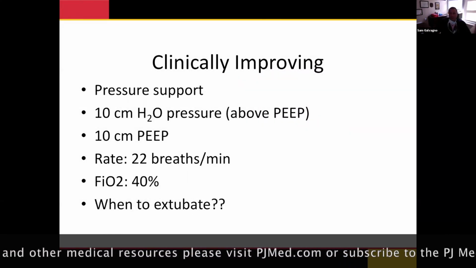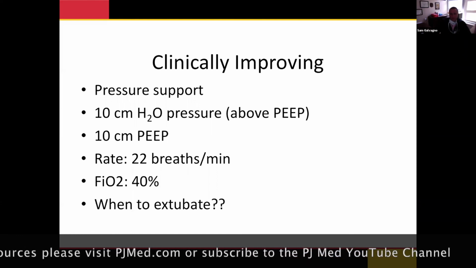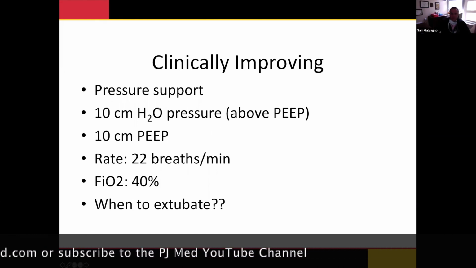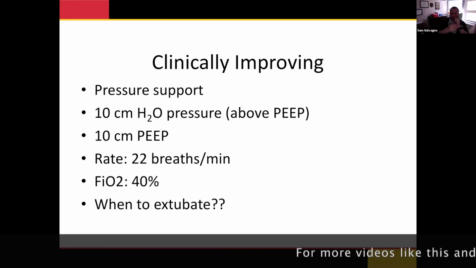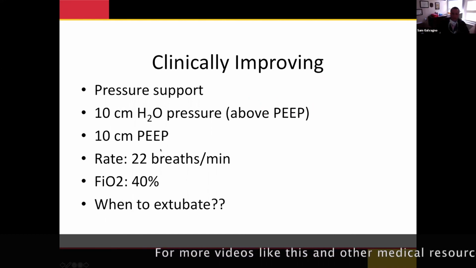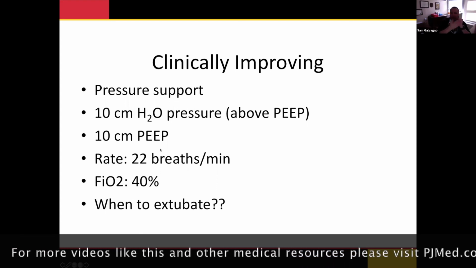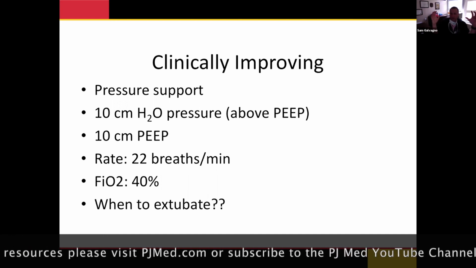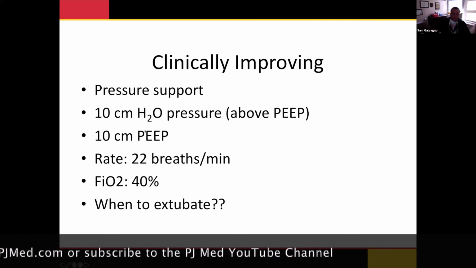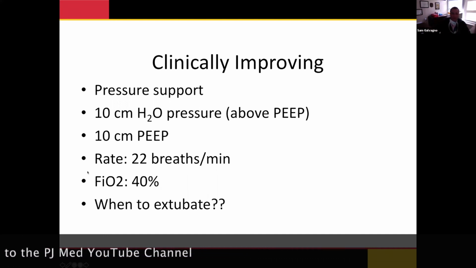So the good news is here's where he's at today. He's now on pressure support. Pressure support meaning that he gets some pressure every time he takes a breath. The ventilator pushes some pressure into the tube to help him breathe, so he doesn't have to work as hard against that tube, breathing through a straw. And then he's got some positive end expiratory pressure added to the system. That's the back pressure to keep those lungs open so they don't collapse. He's breathing 22 times a minute. He's got a 40% FiO2. So we've worked him down on the FiO2. He's getting better. He's not as hypoxic.